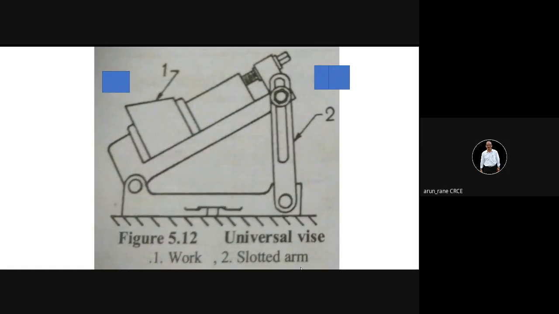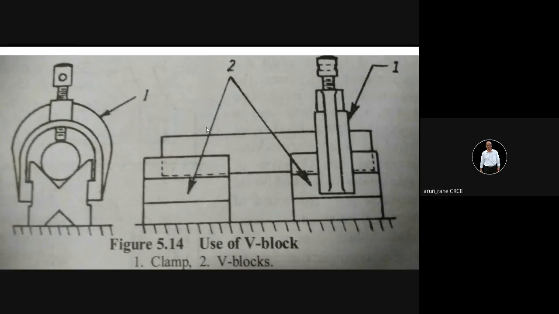This is how a universal vise will look. So you can draw this simple picture. You don't have to show all the rotation, all the swivelling; you can describe that in your text answer, what you are writing.